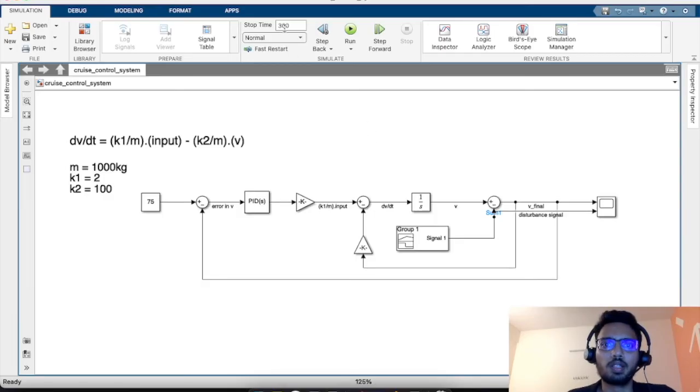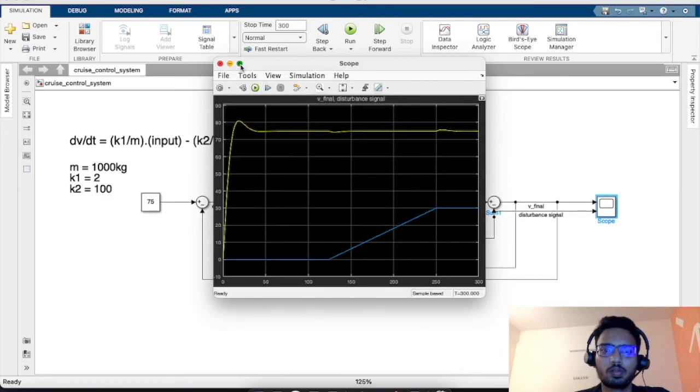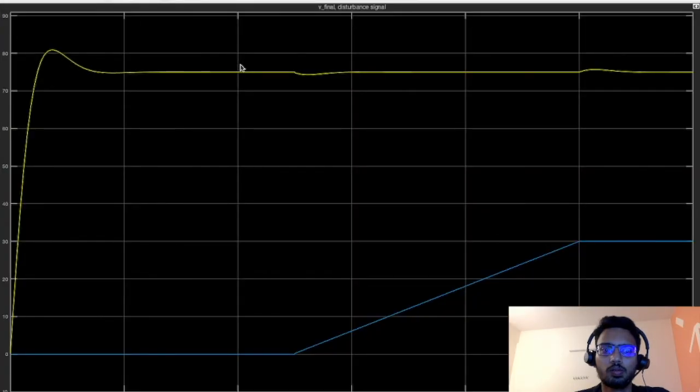Now we have set the simulation time as 300. Let's run this simulation and observe the effect of this disturbance on the set speed, and how the set speed is being maintained by the controller, and what is its effect on the plant. Okay, our simulation is complete, and we can see the value or curve of final speed and a disturbance signal in the scope. So this is the curve that we have obtained.